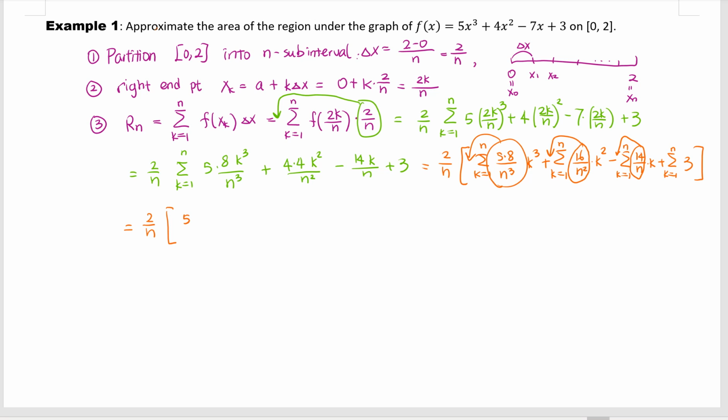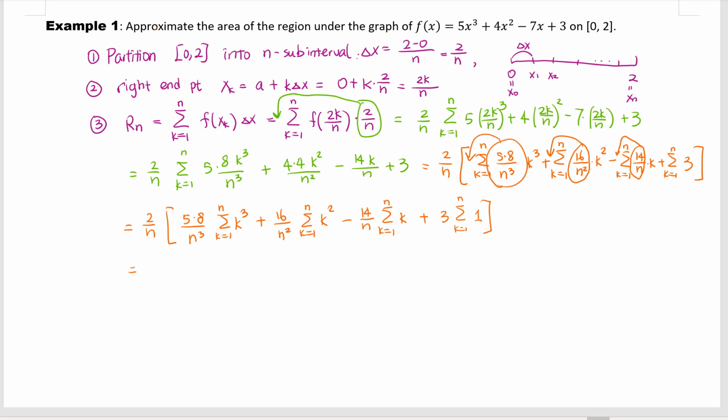So the first one, we get 5 times 8 over n cubed, and then we have the sum k from 1 to n of k cubed. The next term, we have 16 over n squared, and then the sum k from 1 to n of k squared. Next, we have 14 over n, and then the sum k from 1 to n of k. Plus, you can think of this as the sum of the 3. We're adding n copies of 3 together, so that's the sum of a constant. You can also think of this as moving the sum in front, then only 1 is left. So we have the sum k from 1 to n of 1.